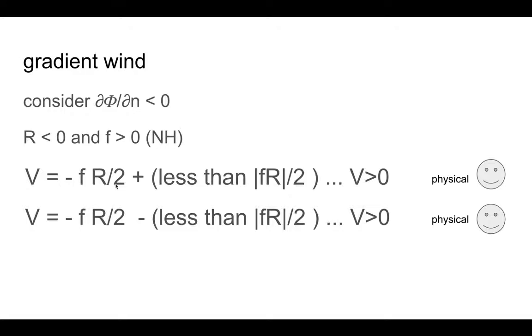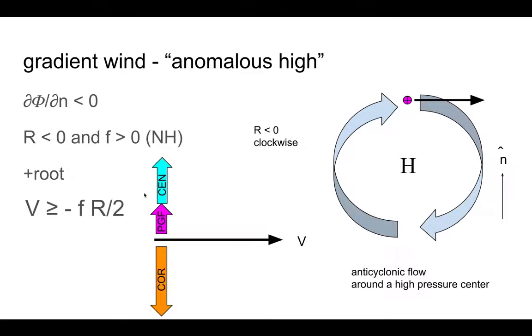So minus fR over 2 is positive. We're adding a smaller positive number to it. That ends up with a positive. And the negative root also works. Minus fR over 2 is positive. We subtract a smaller value than that. We still end up with a positive v. So we need to consider force balance for both situations. And so let's take a look at that.